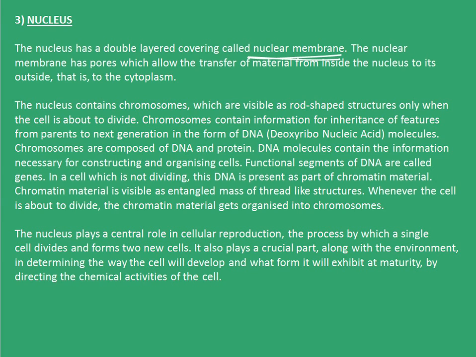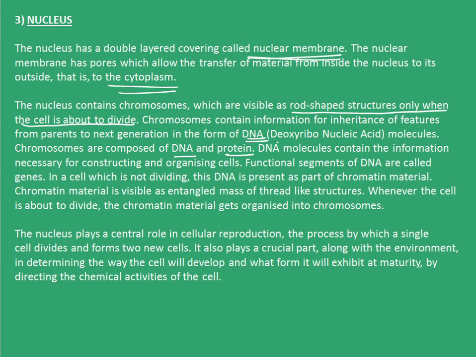The nuclear membrane has pores which allow the transfer of material from inside the nucleus to its outside, that is, the cytoplasm. The nucleus contains chromosomes, which are visible as rod-shaped structures only when the cell is about to divide. Chromosomes contain information for inheritance of features from parents to next generation in the form of DNA, which is the abbreviation for deoxyribonucleic acid. Chromosomes are composed of DNA and protein.